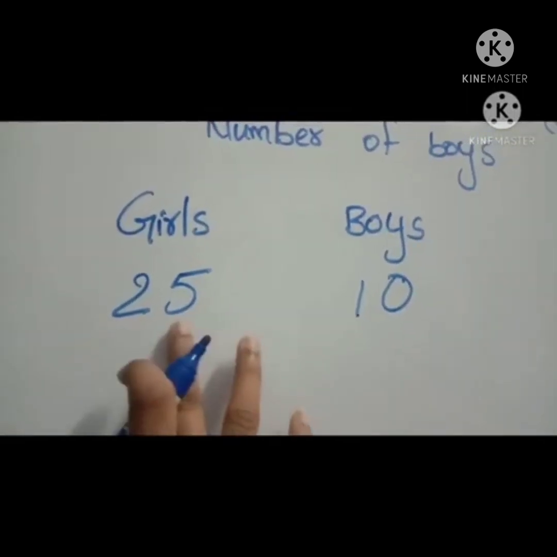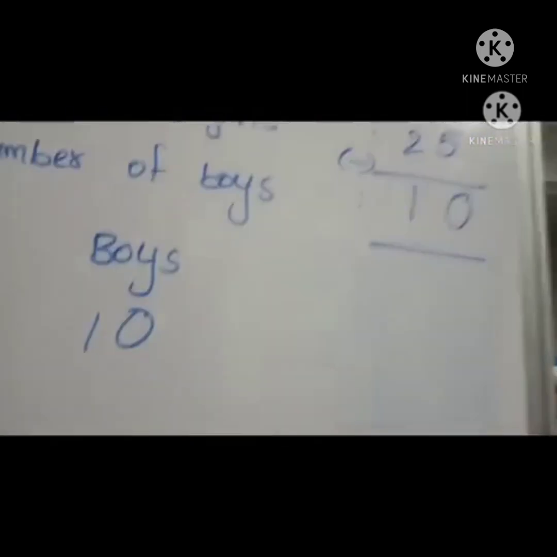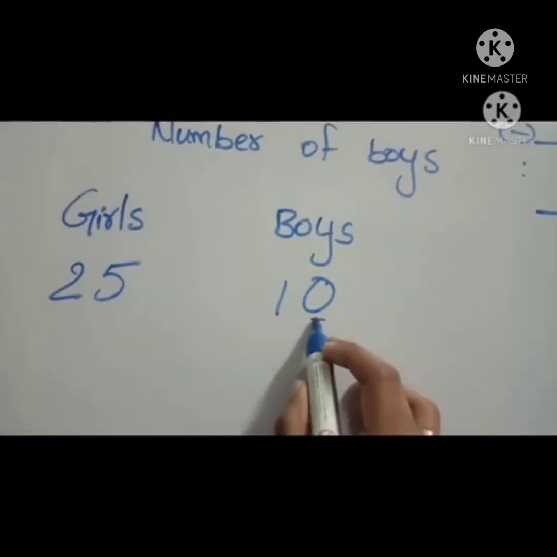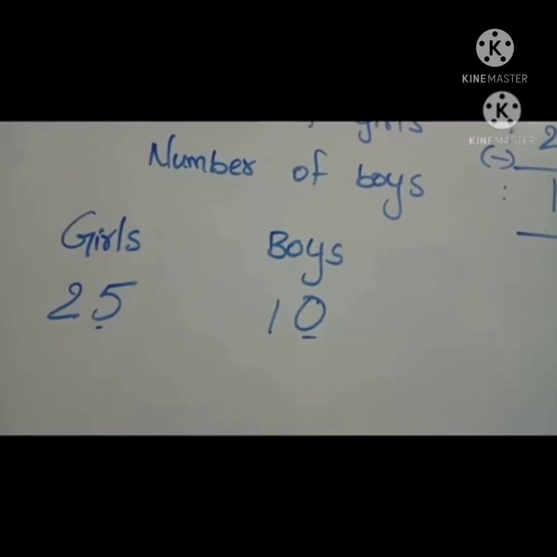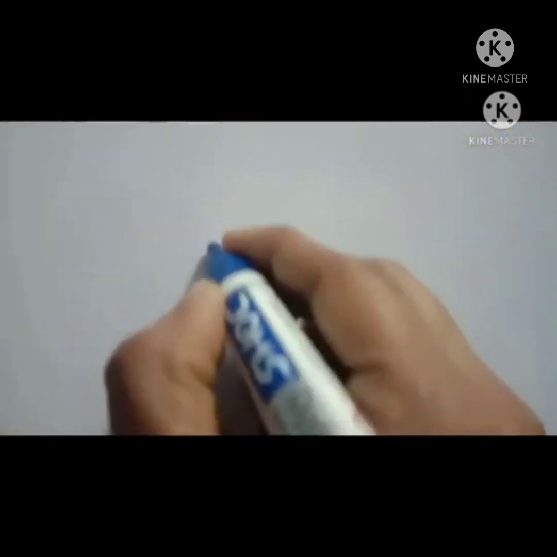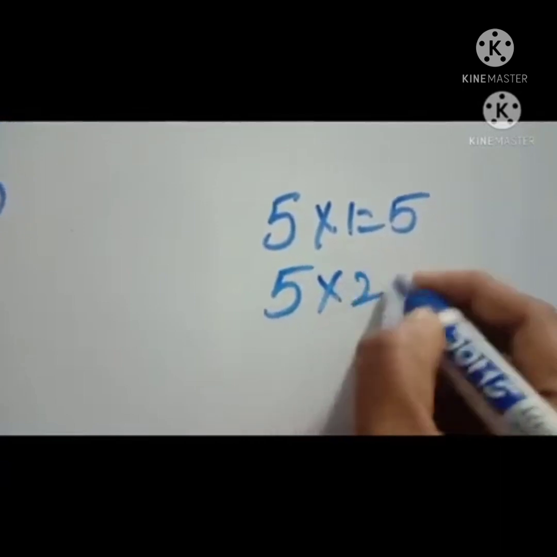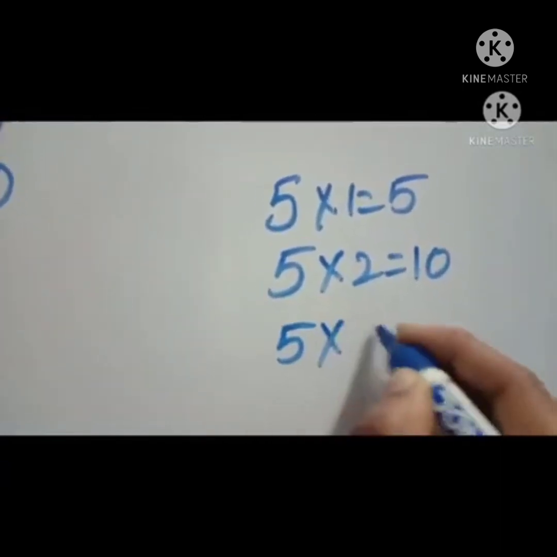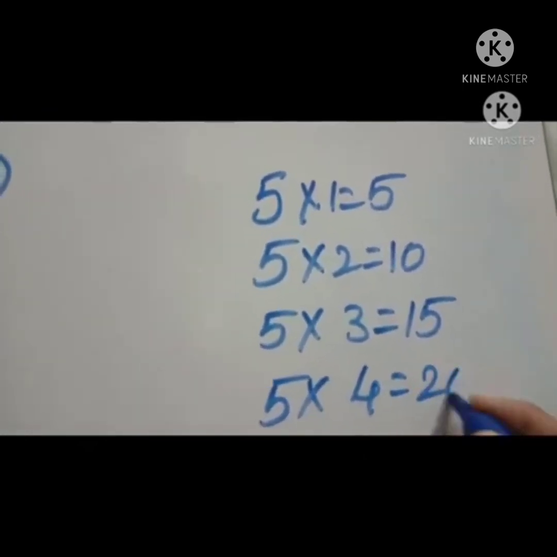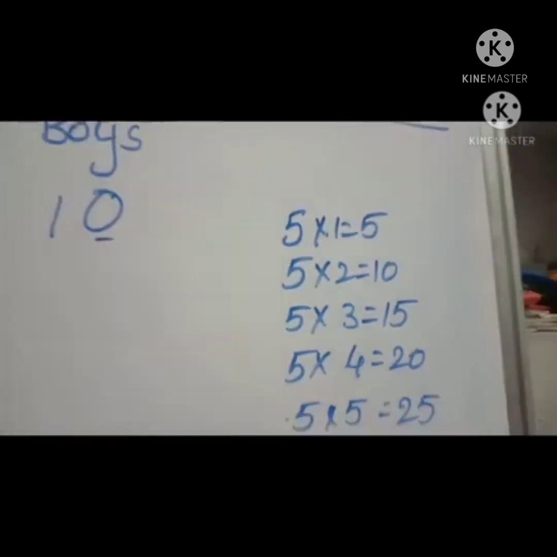Lowest term we have to see, 25 and here 10. 25 and 10 are there in which table? Divisibility rules, here 1's place 0 and here 5. These two numbers are divisible by which table? Very good, 5 table. So right here 5 table once we will check. 5 ones are 5. 5 twos are 10. 5 threes are 15. 5 fours are 20. 5 fives are 25.